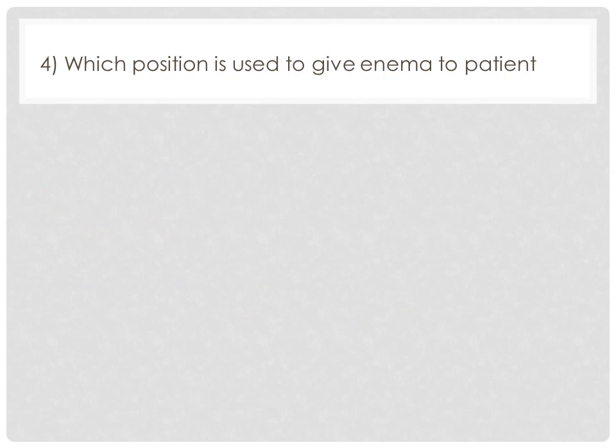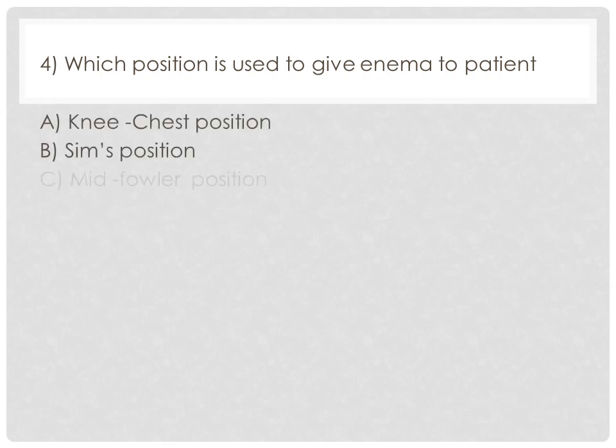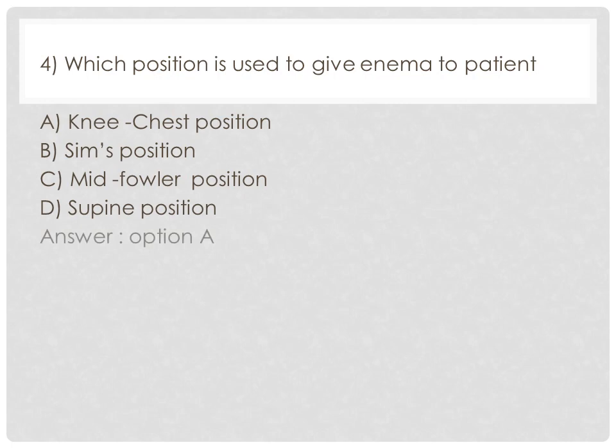Which position is used to give enema to patient? The options are A. Knee chest position, B. Sims position, C. Mid-Fowler's position, and D. Supine position. The answer is option A. Knee chest position.